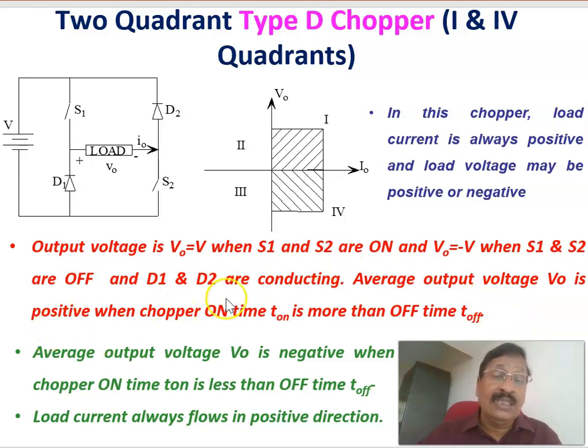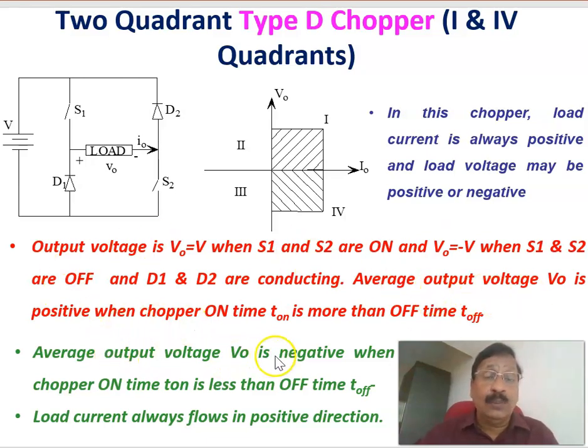Therefore, when D1 and D2 are conducting, the voltage across the load is equal to minus V, and when S1 and S2 are conducting, the voltage across the load is equal to plus V. Therefore, depending upon the value of T on and T off, the average voltage will be either positive or negative. We'll see that waveform in the next slide.